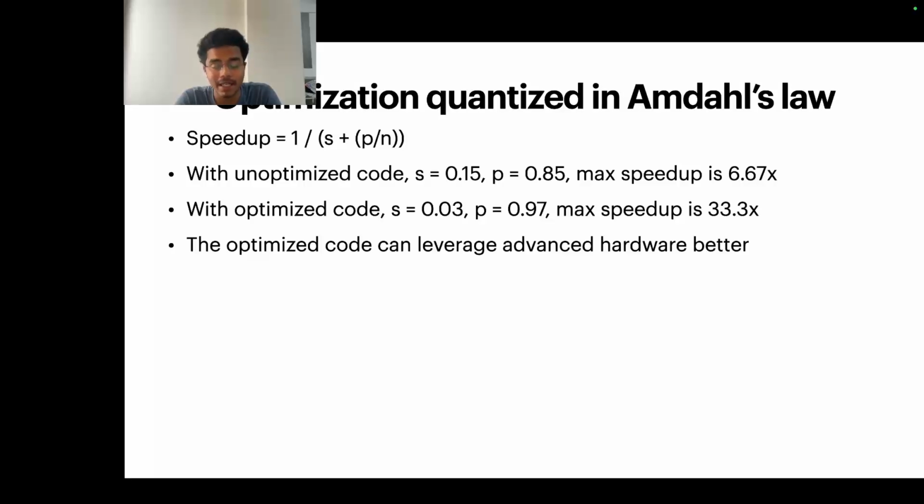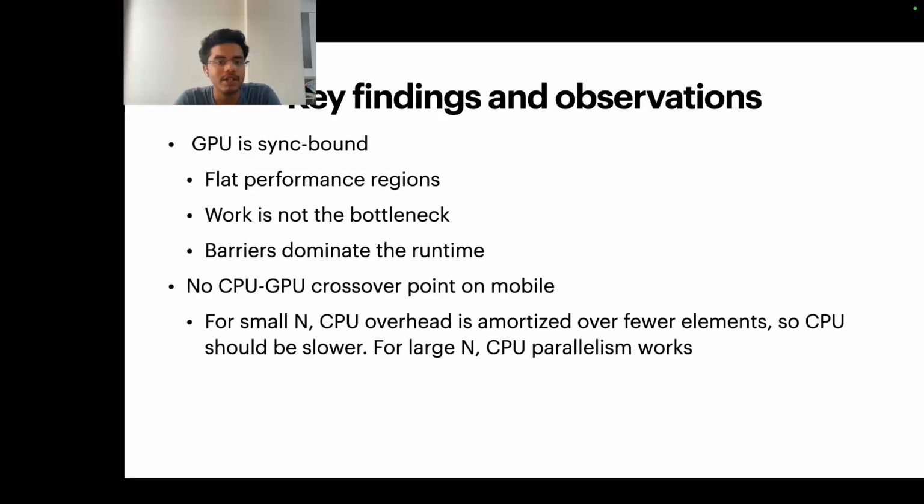So 97% of it is parallelizable. The maximum possible speedup is 33. So that means the optimized code can take good advantage of advanced hardware. It scales well. Key findings and observations are here. GPU is synchronization bound and it's not dependent on the work. This is just why the flat performance regions. The work is not the bottleneck, barriers are dominating the runtime.